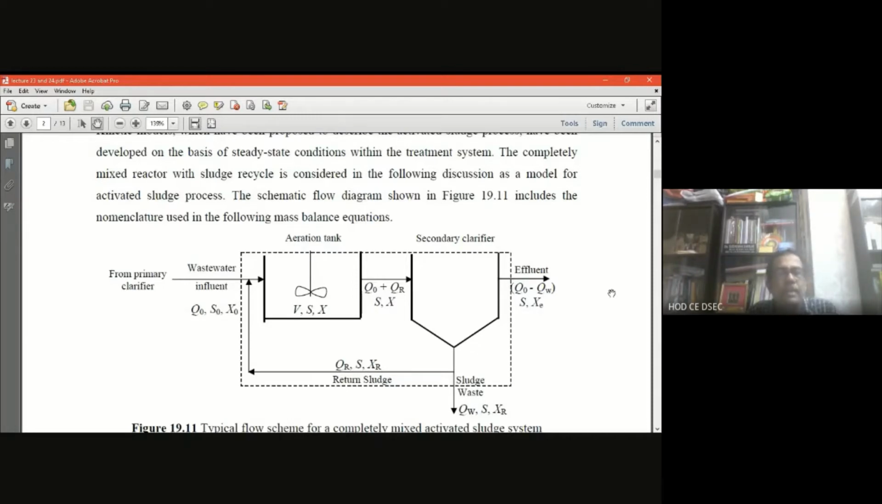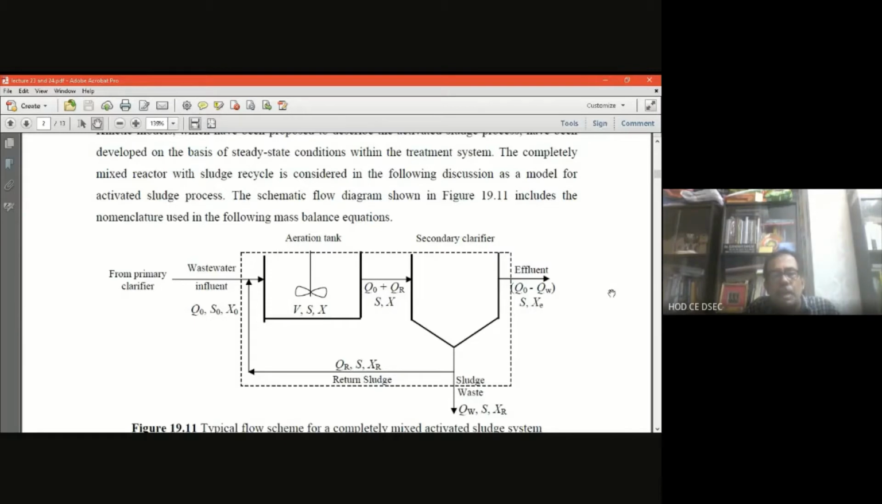From the primary clarifier, the wastewater comes into the reactor, that is the aeration tank. This is called the wastewater influent. So our schematic diagram starts from the wastewater influent, that is the arrow towards the left. It goes into the tank, and the initial flow is Q0. S0 is the substrate concentration, that is the BOD concentration, rather I would say the organic matter concentration, and X0 is the biomass concentration.